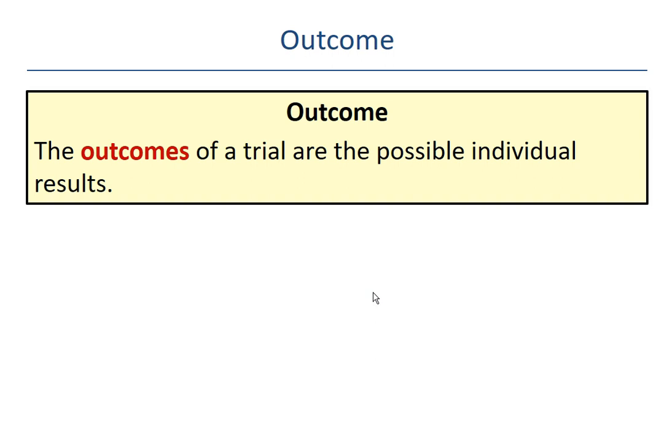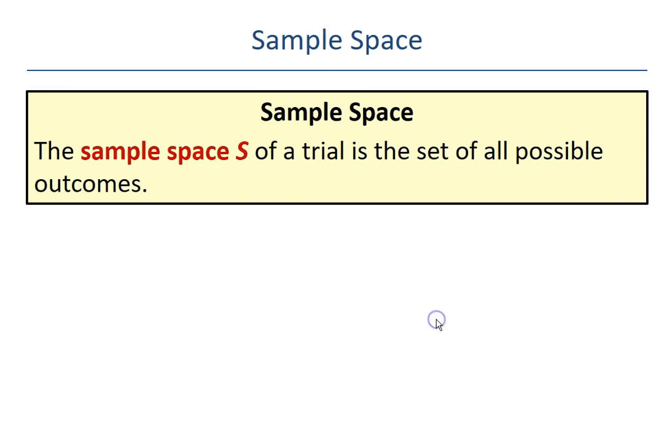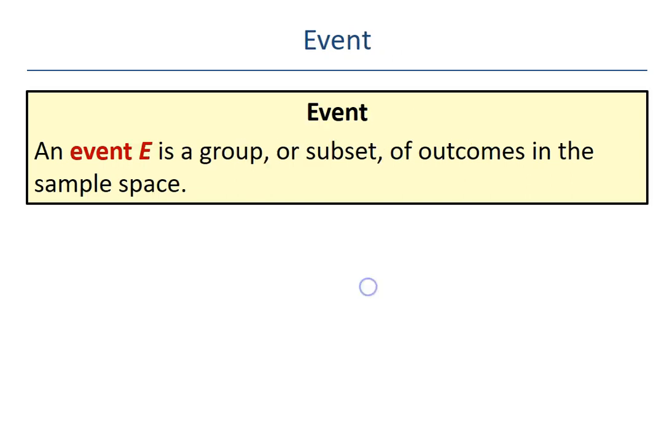Now, when you do a trial, you get an outcome. This is your results. Again, this is all part of vocabulary. And the sample space, once again, is the set of all possible outcomes. And pause as you need to take these notes down.